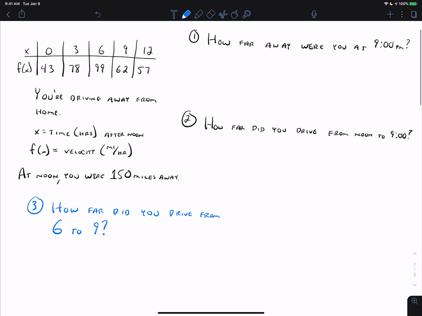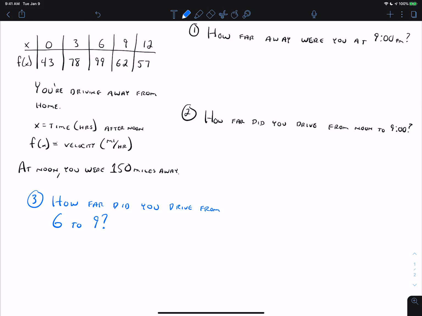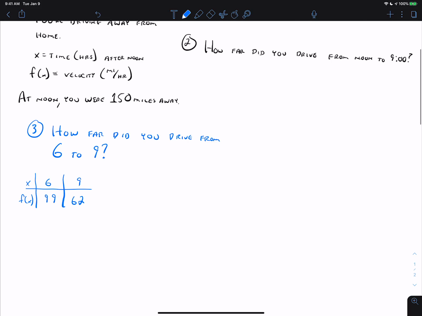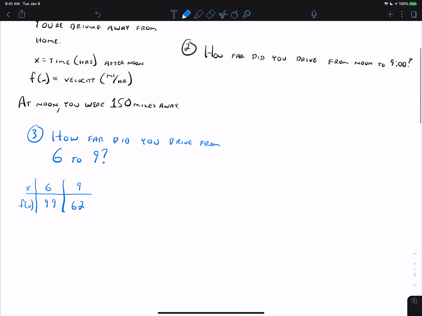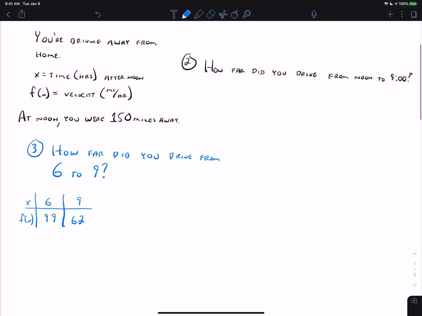Okay, I want to take a minute and talk about ways that we could approximate this. One thing to note is that the only relevant part of the table for this question, 6 p.m. to 9 p.m., is the part between 6 and 9, so 6 comma 99 and then 9 comma 62. Those would be the only two relevant points. The problem here is that the times are given, and f of x represents the velocity, not your distance. So you can't just subtract those. You can't do anything quickly to get that.